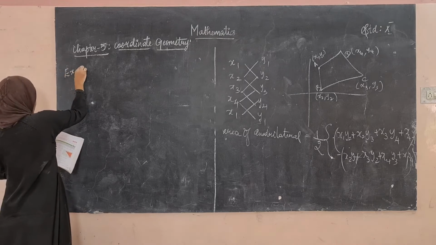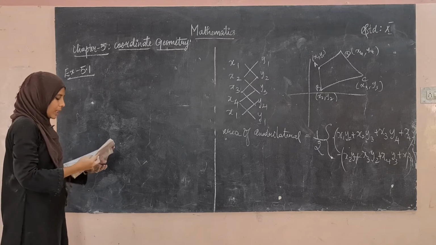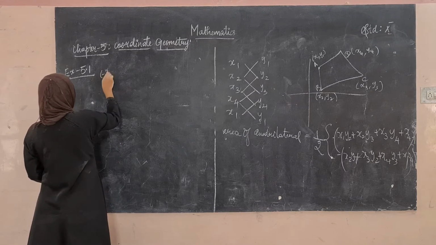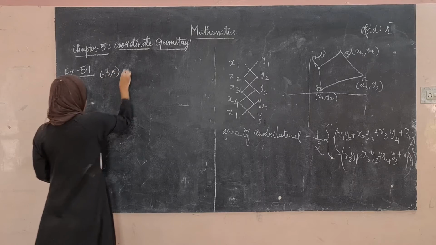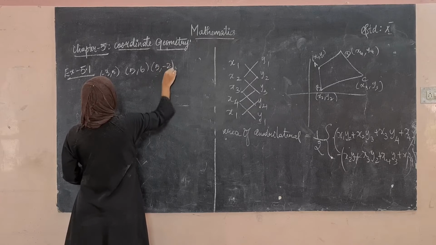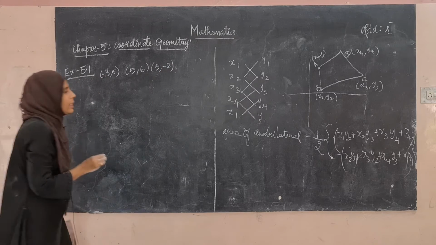So it is example 5.1. Okay, find the area of the triangle whose vertices are given like this. Minus 3 comma 5, 5 comma 6 and then 5 comma minus 2. So what you have to do first is mark the points in the graph.